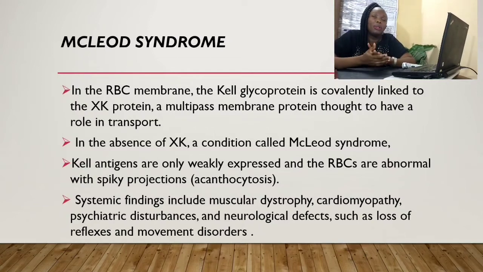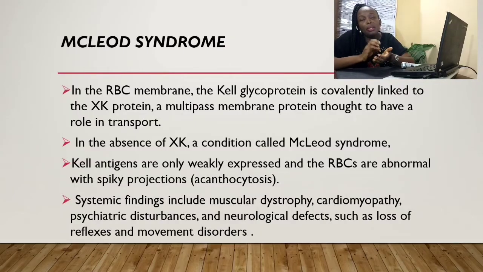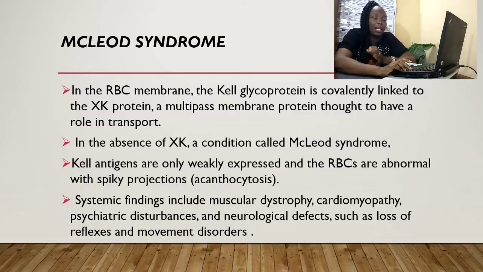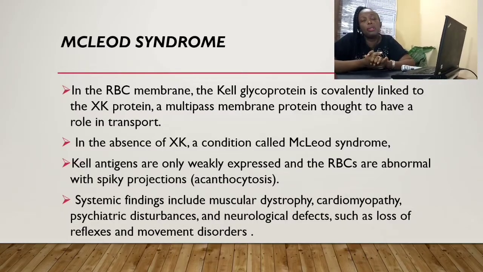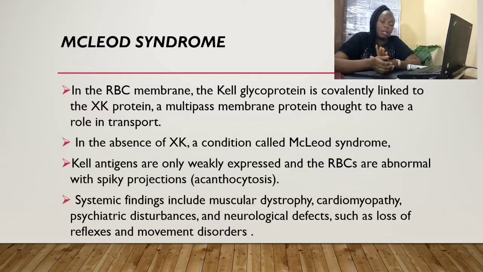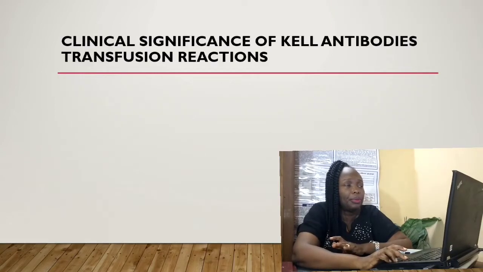Remember, McLeod syndrome develops as a result of absence of XK protein. XK protein is a protein that anchors the Kell antigens onto the surface of the red blood cell. They are covalently linked through a disulfide bond to the Kell glycoprotein. And absence of this XK protein gives rise to a multisystemic syndrome called McLeod syndrome.